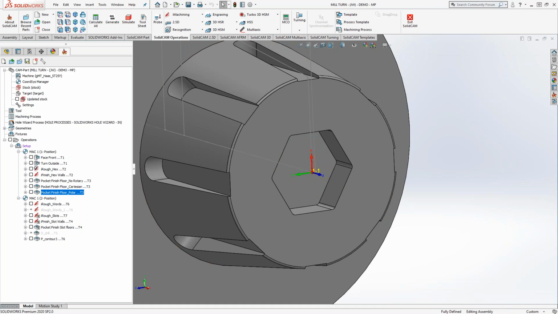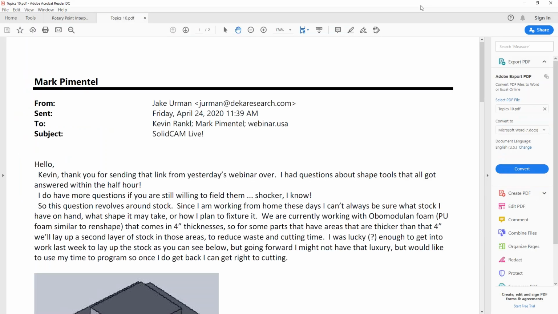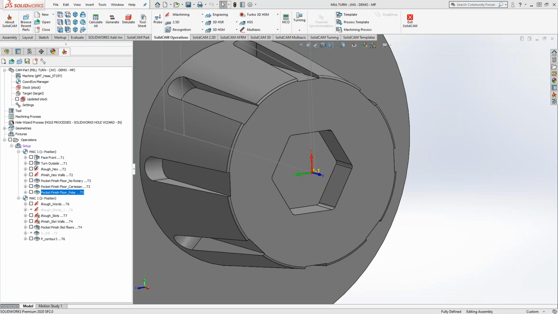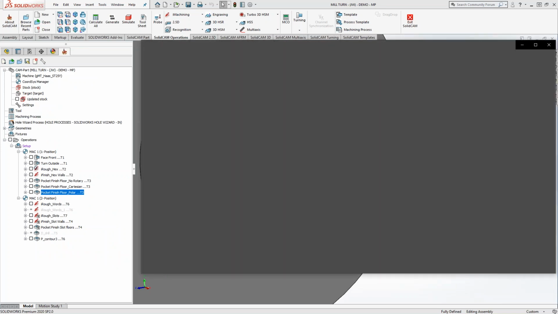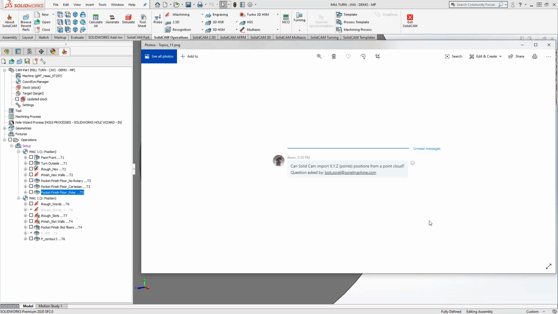Okay, so if that is clear, we do have a list of questions. Let's see what we had from the last time. This is one we were going to talk about, but I think there's actually a shorter one I want to make sure we get to, because it was one of the ones from last week. There it is. So this was, I believe, Brian's question right at the end. Can SolidCAM import X, Y, and Z points, positions from a point cloud?